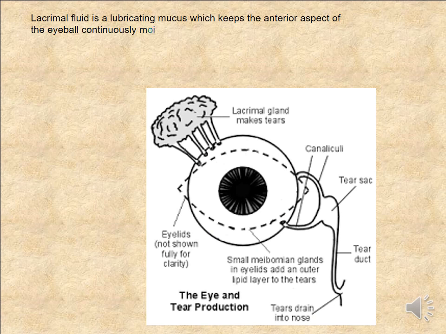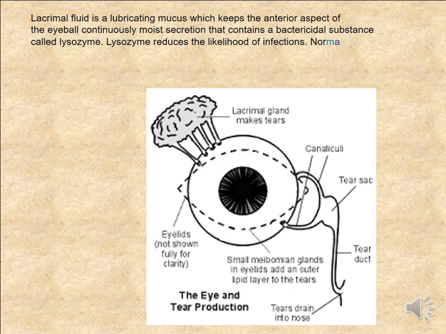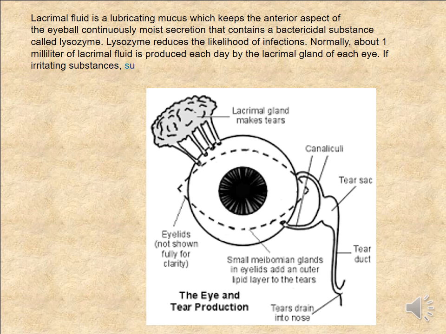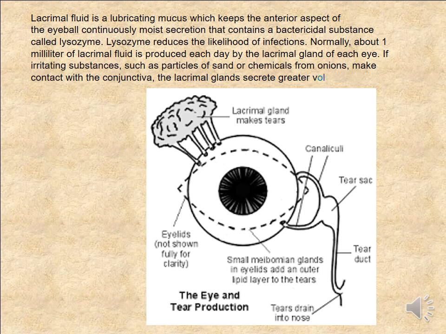The lacrimal fluid, or tear, is a lubricating mucus which keeps the anterior aspect of the eyeball continuously moist. The secretion contains a bactericidal substance called lysozyme. The lysozyme reduces the likelihood of infections. Normally about 1 milliliter of lacrimal fluid is produced each day by the lacrimal gland of each eye.